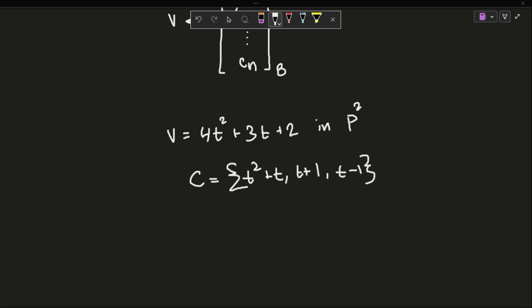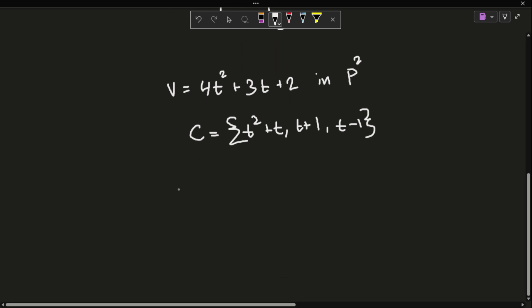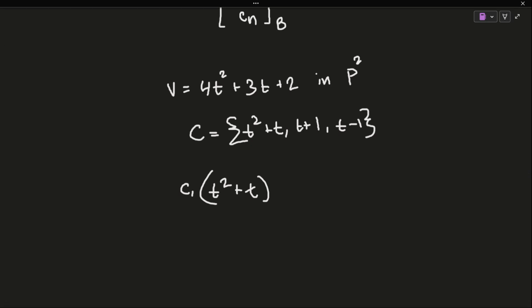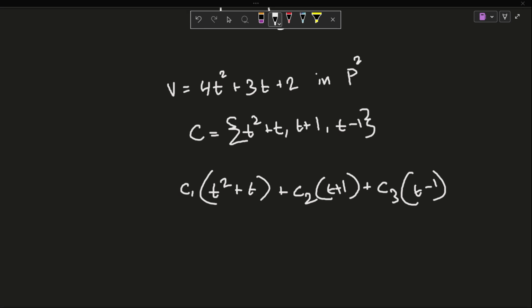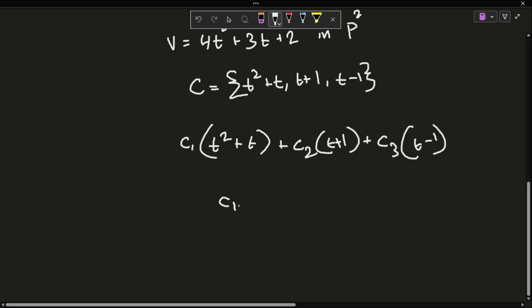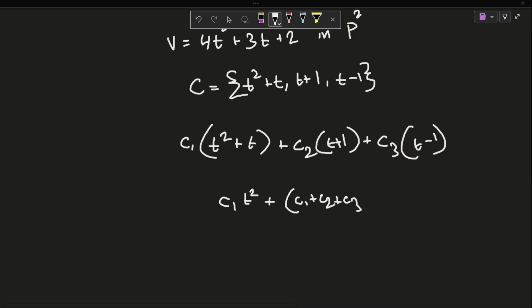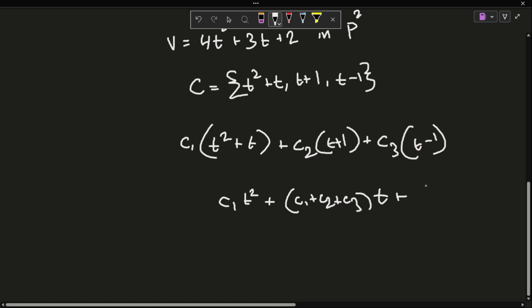We have to write v as a linear combination of these vectors. So we need some constant c1, not to be confused with our basis, times t squared plus t, plus c2 times our second vector, plus c3 times our third vector. That's going to come out to be c1 t squared plus (c1 plus c2 plus c3) t plus (c2 minus c3), basically.